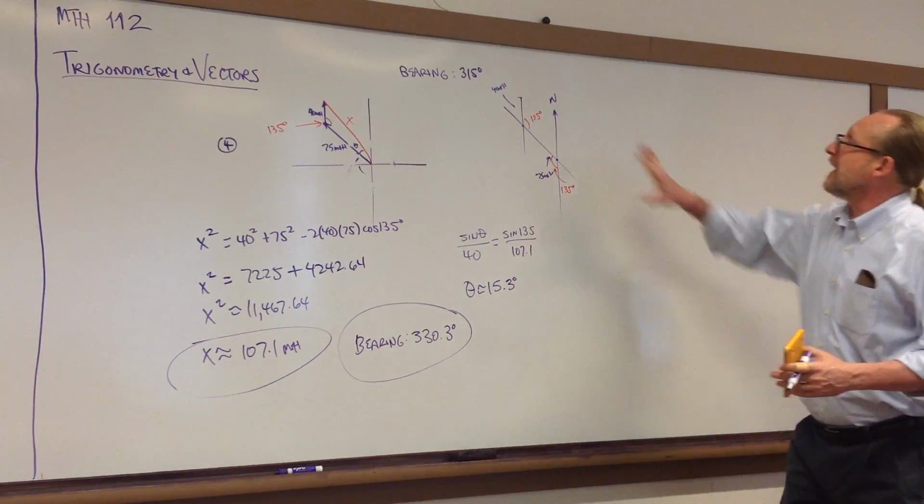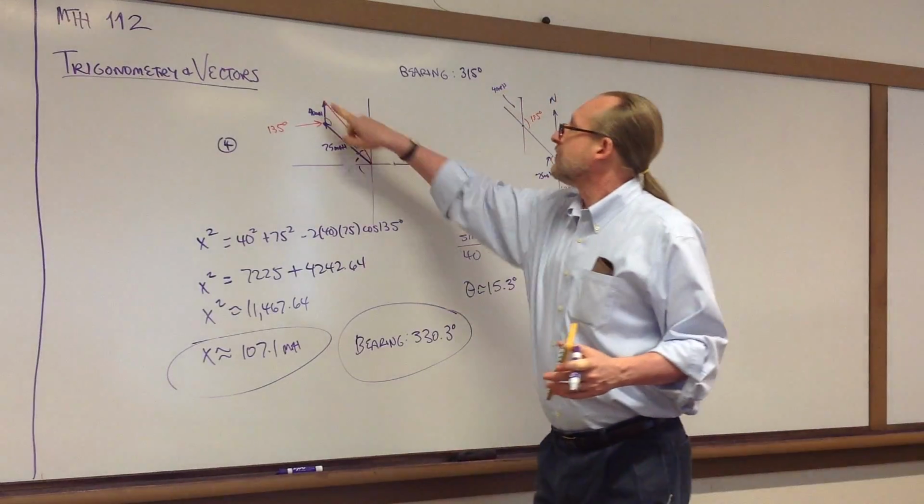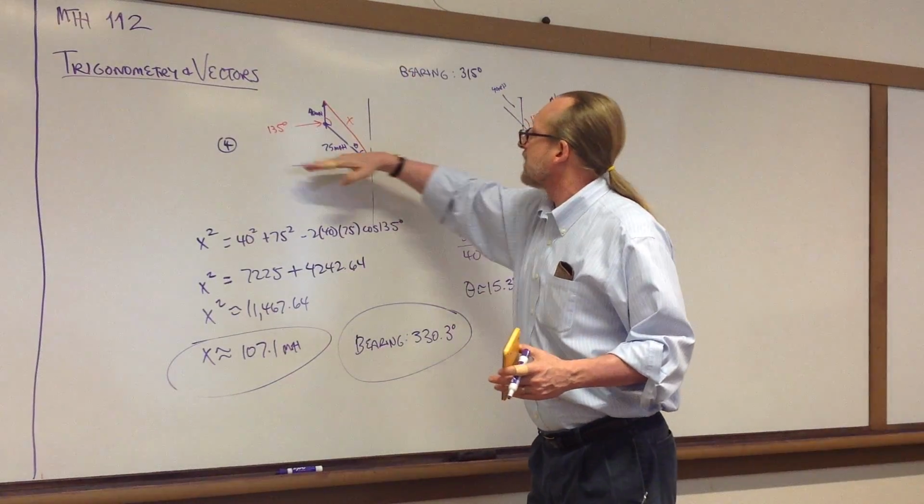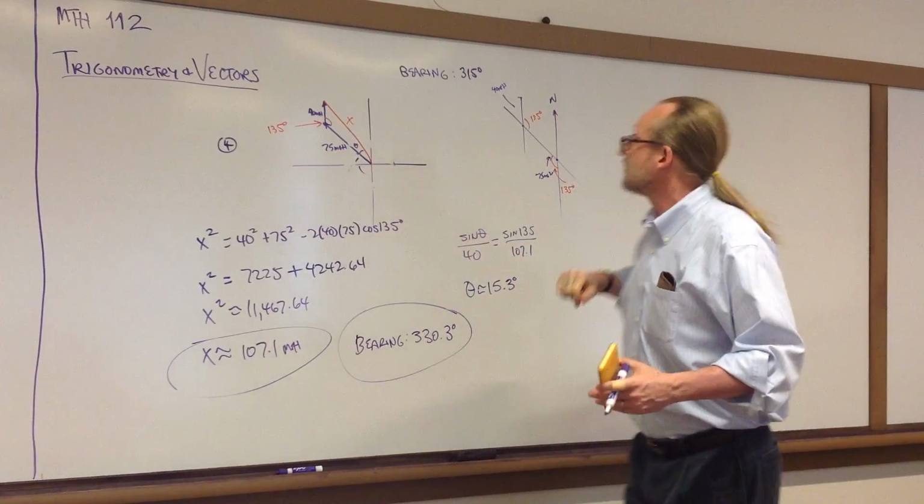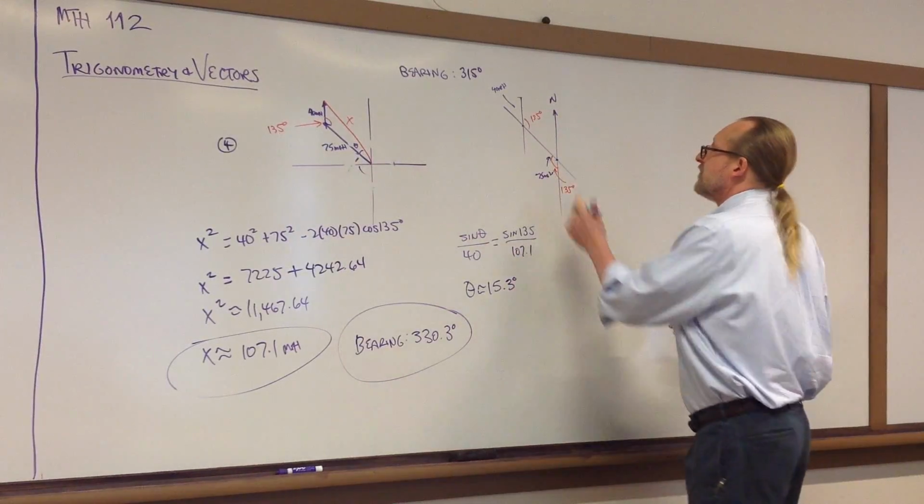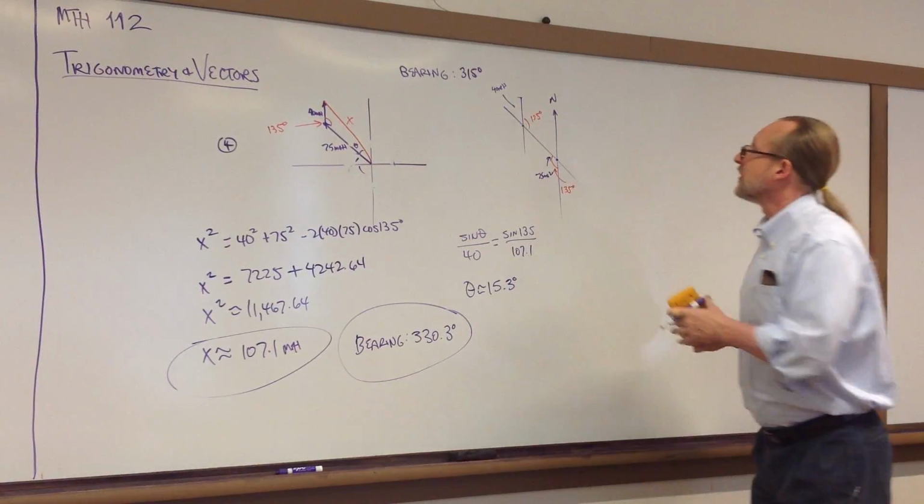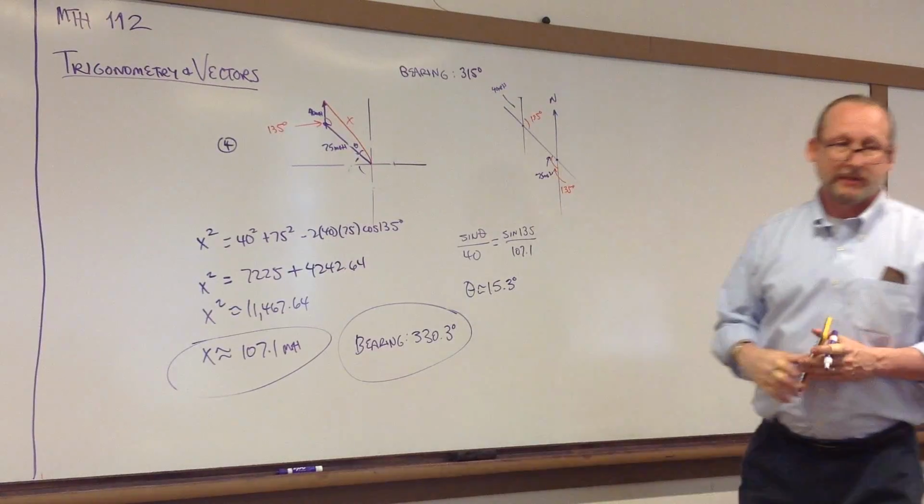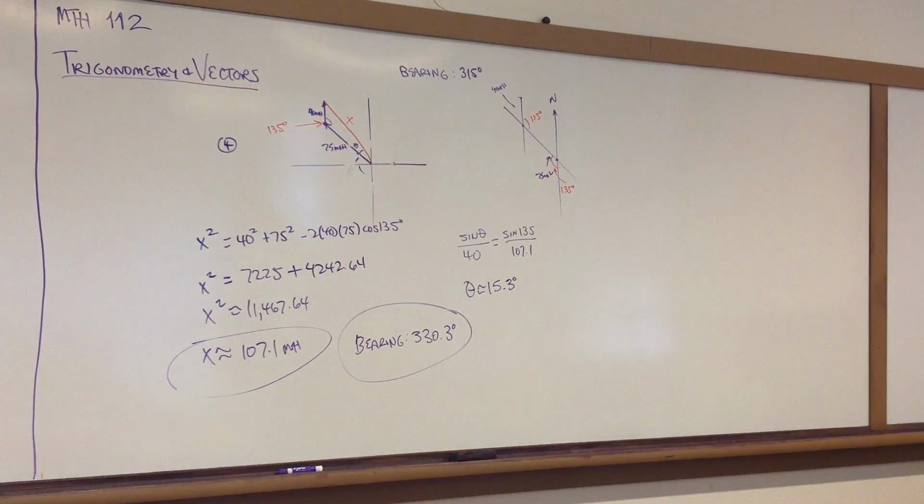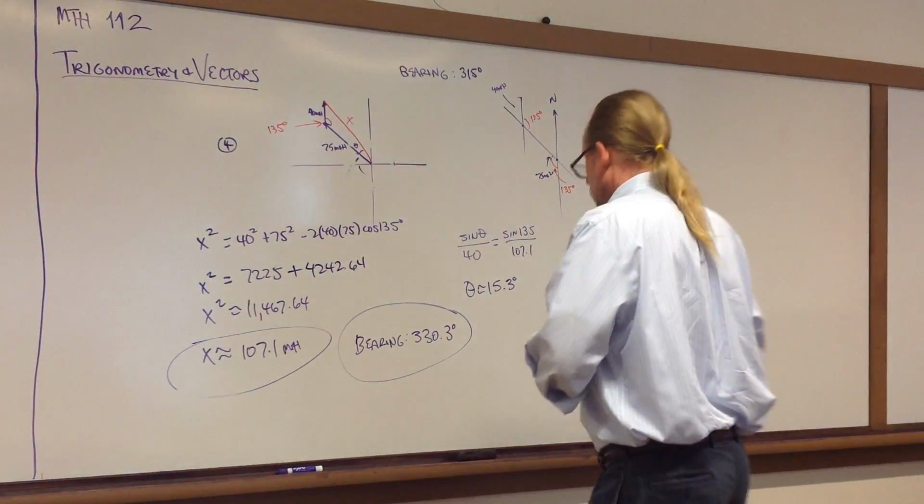Okay, so this process of pulling out the vectors and looking at them on the north, south, east, west grid can be very helpful in determining what these angles are going to be. All right, let's look at problem 6.